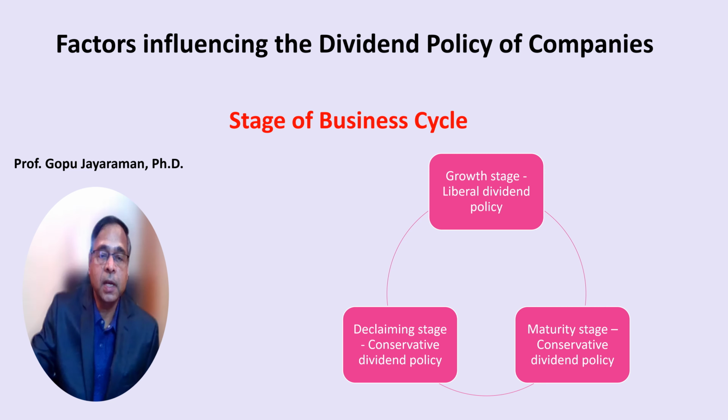The maturity and declining stage pose a lot of challenges to the company, and the company struggles to earn revenue and make profits, and they are forced to follow a very conservative dividend policy.